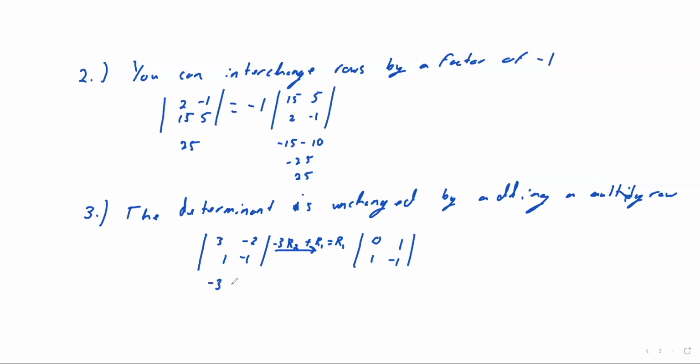So this is -3 minus -2. That produces a positive, so it gives me -1. 0 times -1 is 0, minus 1 times 1, which is 1, which gives me -1. So again, applying a multiplied row and adding it to another will not change the answer to the determinant. So those are 3 different properties for determinants, and that's pretty much the first half of this lesson.